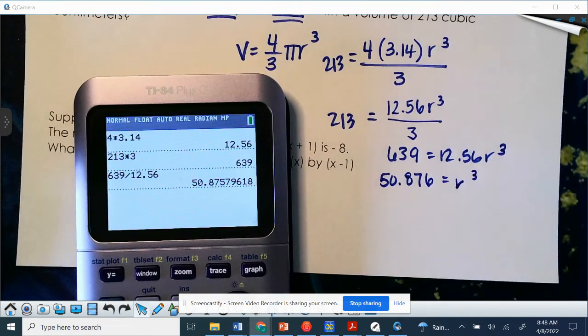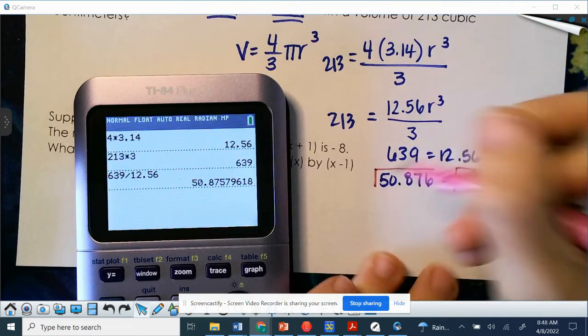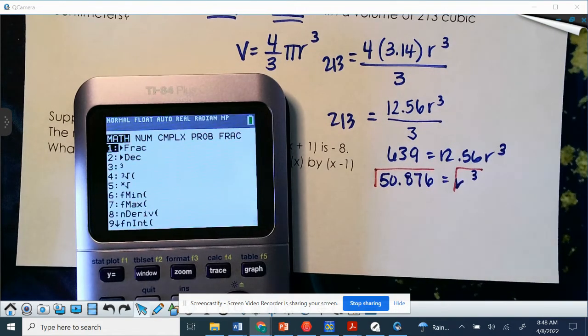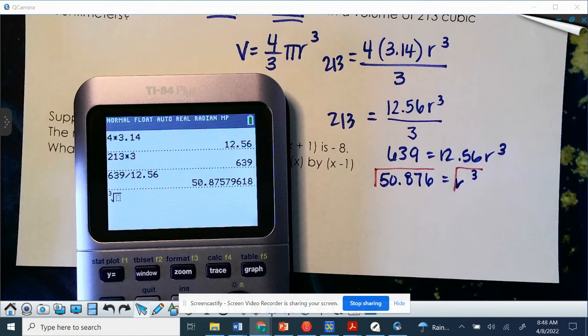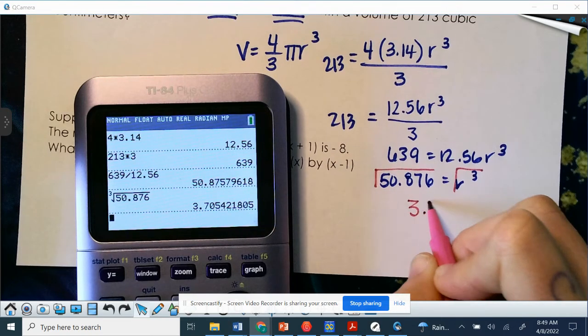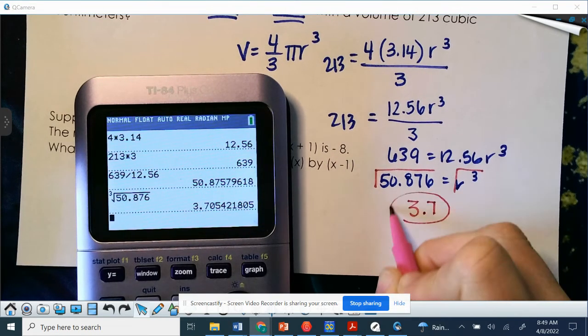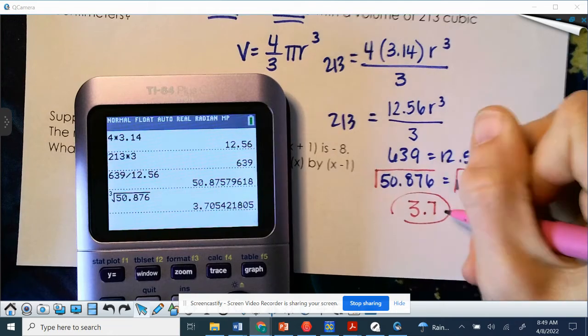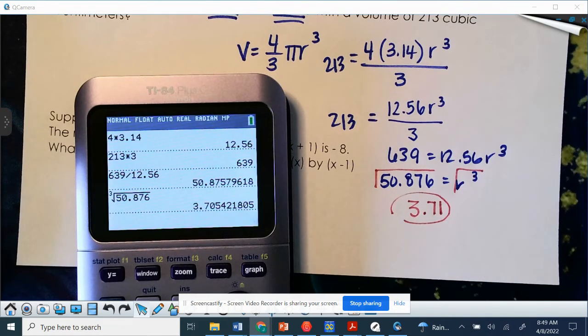The inverse of cubing something is taking the cube root. So we're going to go to math, 4, which is our cube root, and I'm going to do 50.876. And it's 3.7, our radius. If you want to do 3.71, that's perfect too, if you want to go 2 decimals out, but that will be the radius for that sphere.